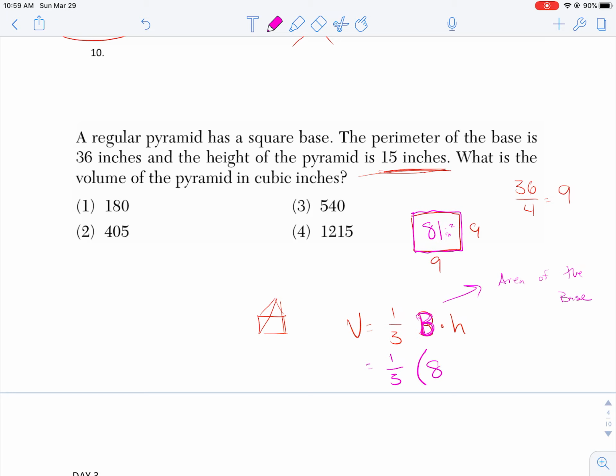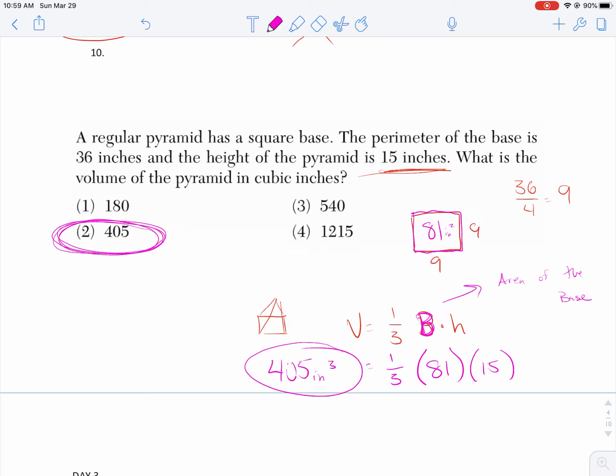Our height is 15, so now we just plug everything in. So 1/3 times 81 times 15, you get an answer of 405 inches cubed. And do we see that answer? Absolutely. There it is. Okay?